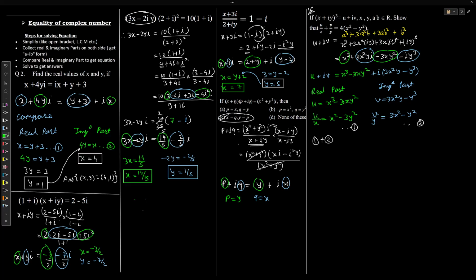So on left hand side we'll get u by x plus v by y is equal to x square plus 3x square minus 3y square minus y square, or we can take 4 common and we get x square minus y square, which we have to prove. Hence proved.